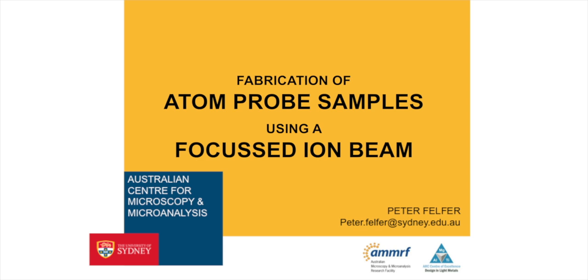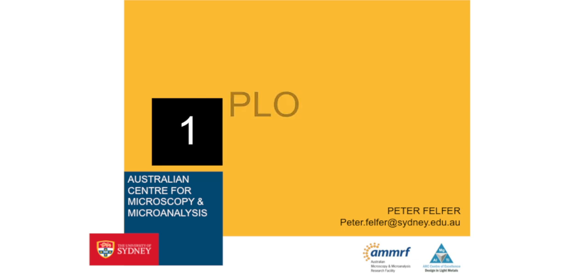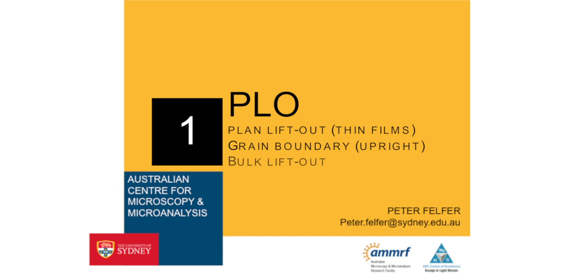And the first thing that I'm going to start with is plan lift out. So there's going to be 3 tutorials on lift out, one on plan lift out, one on cross-sectional lift out, and one on double cross-sectional lift out. And I'll go into detail of what the different things actually mean. So what do we mean by plan lift out and cross-sectional lift out and double cross-sectional lift out? It is essentially how the final piece is oriented with respect to your original sample that you had.